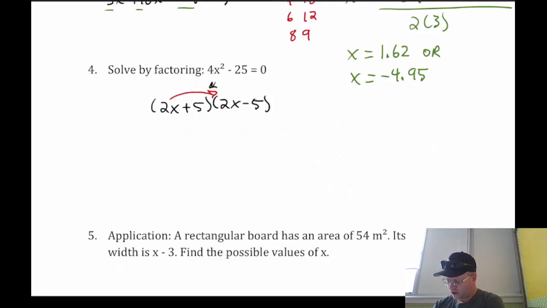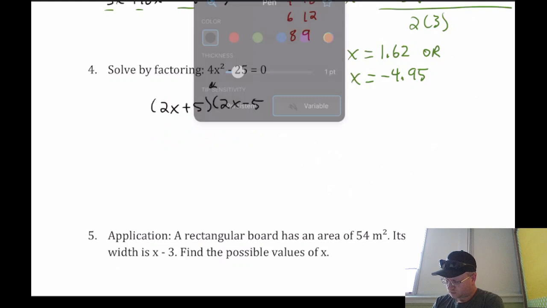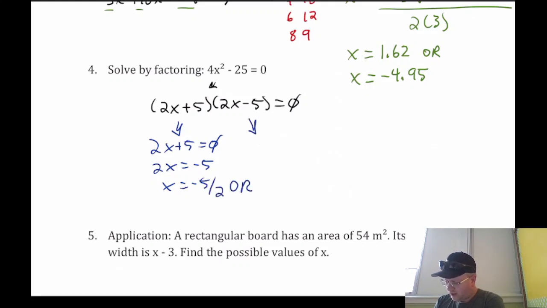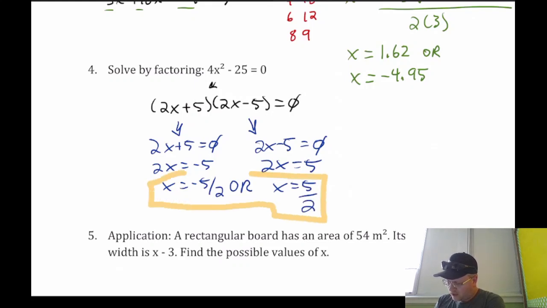Now we need to set this equal to 0. And then we're going to set each factor equal to 0. So 2x plus 5 equals 0. 2x equals negative 5. X equals negative 5 over 2. Or, alternatively, we can set the other factor equal to 0. 2x minus 5 equals 0. 2x equals 5. X equals 5 over 2. So we've solved this equation by determining that it's true if x equals 5 over 2 or negative 5 over 2.